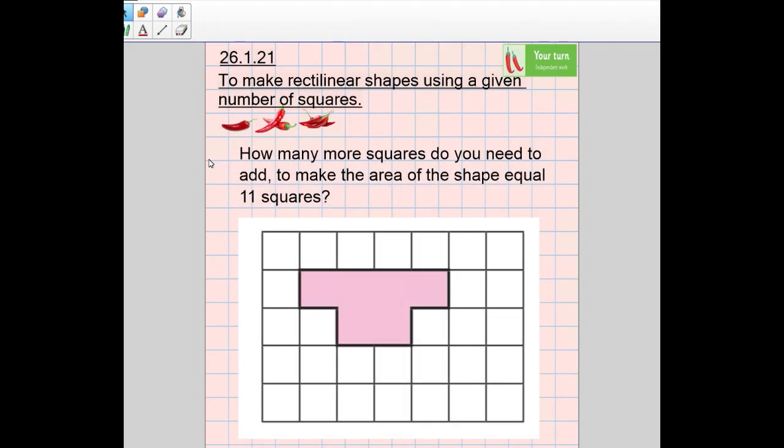This question is suitable for chili 1, 2 and 3. How many more squares do you need to add to make the area of the shape equal 11 squares? Pause the video and have a go now.